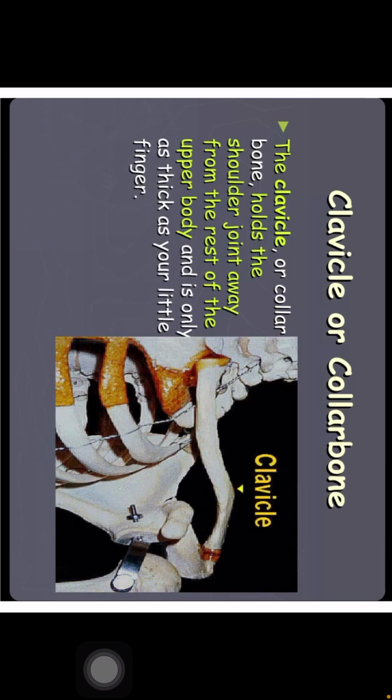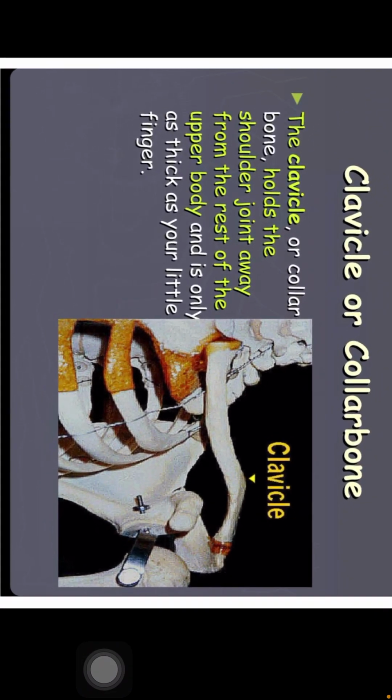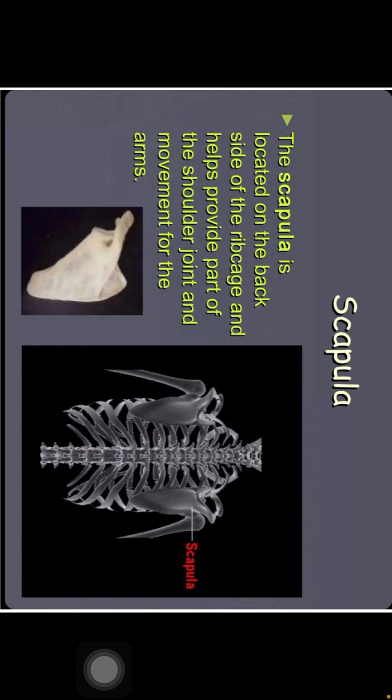You can see it in the picture. It is located between the rib cage or sternum and the shoulder blade. And it is the bone that connects the arm to the body. Next is the scapula. The scapula is located on the back side of the rib cage and helps provide part of the shoulder joint and movement for the arms.